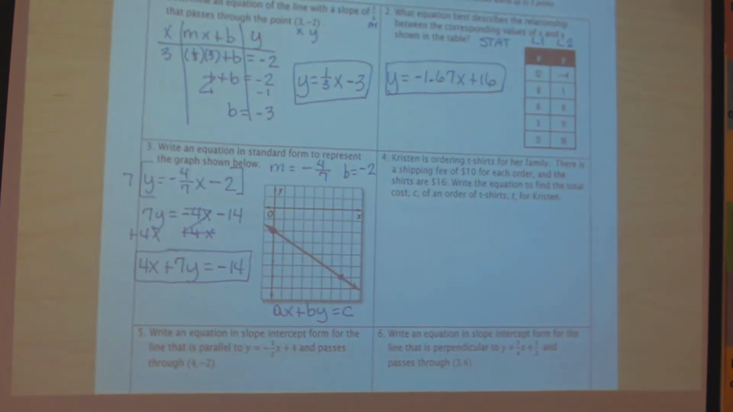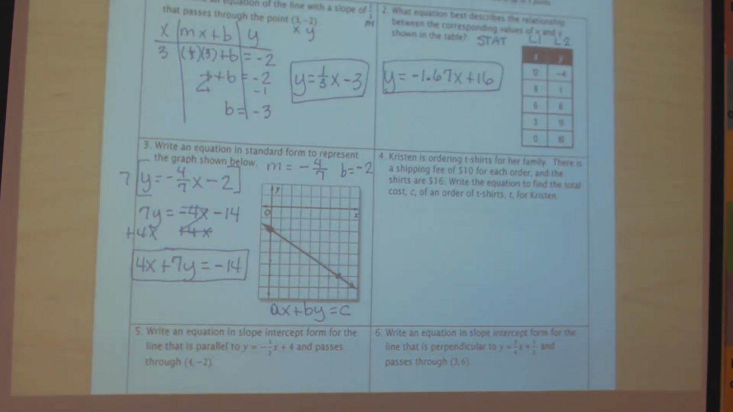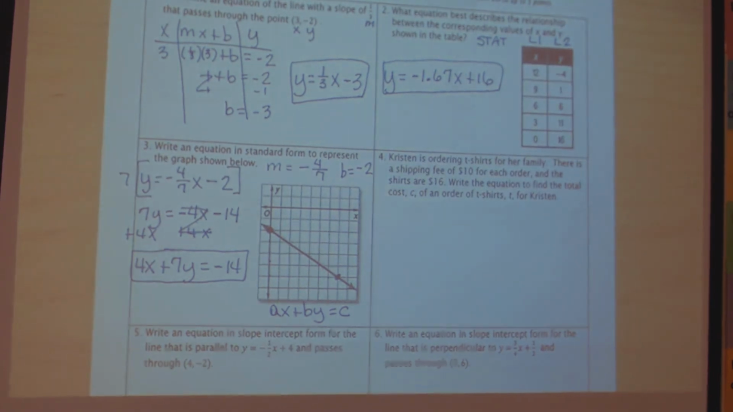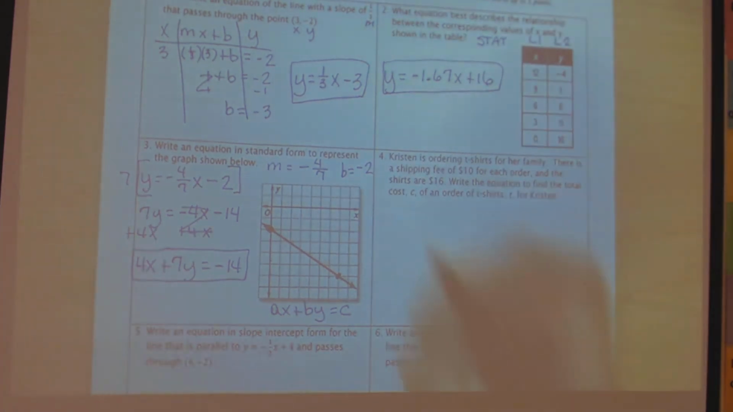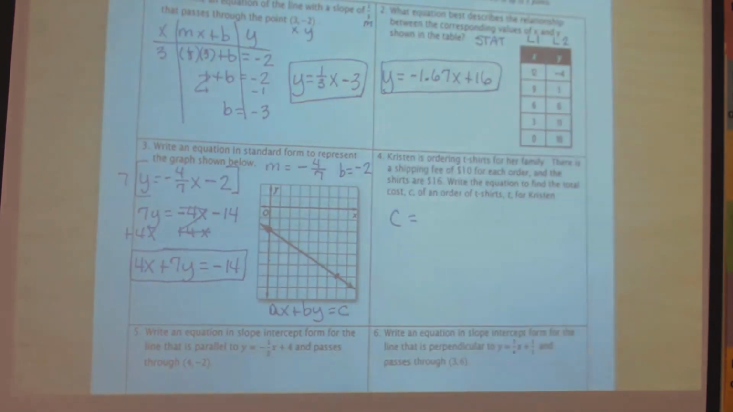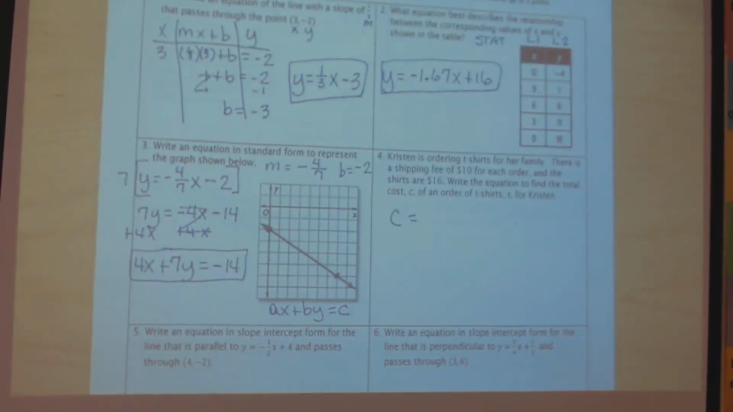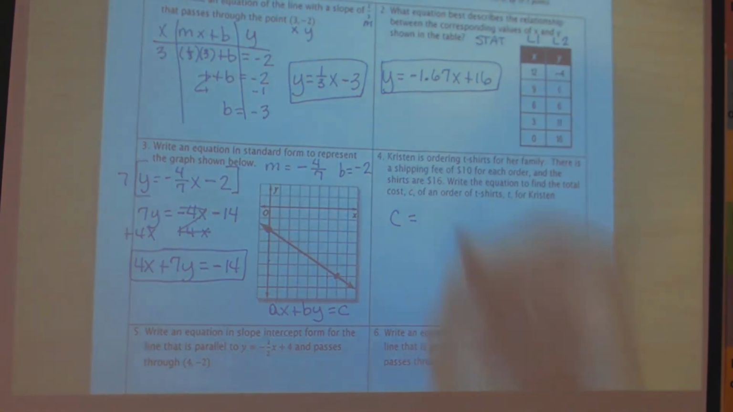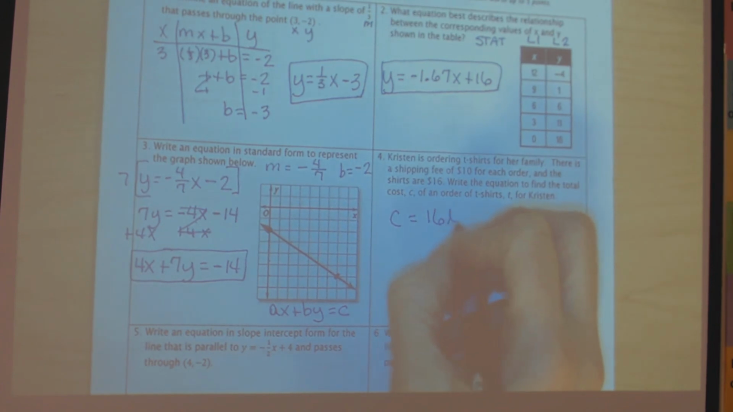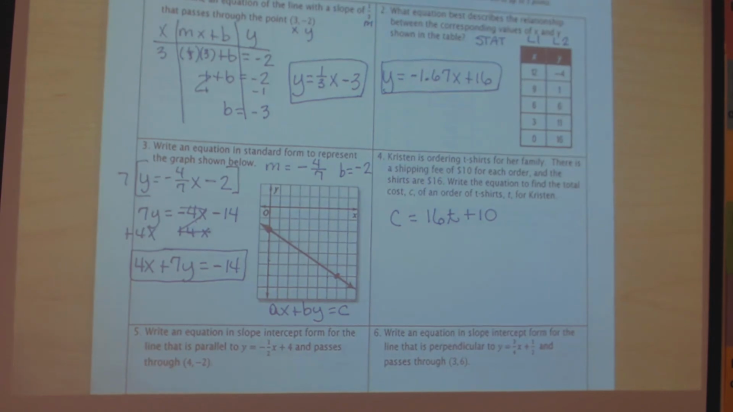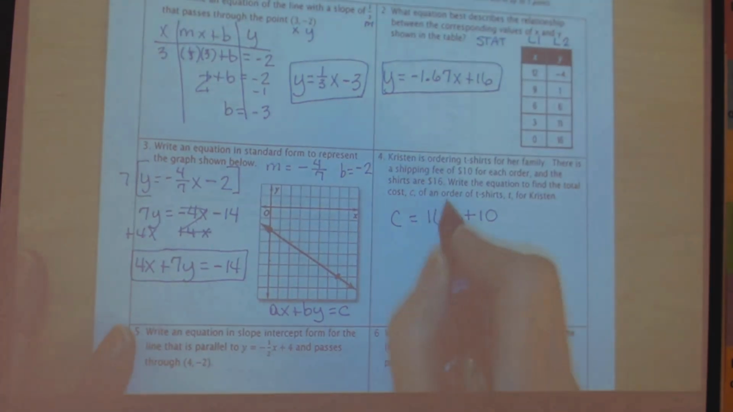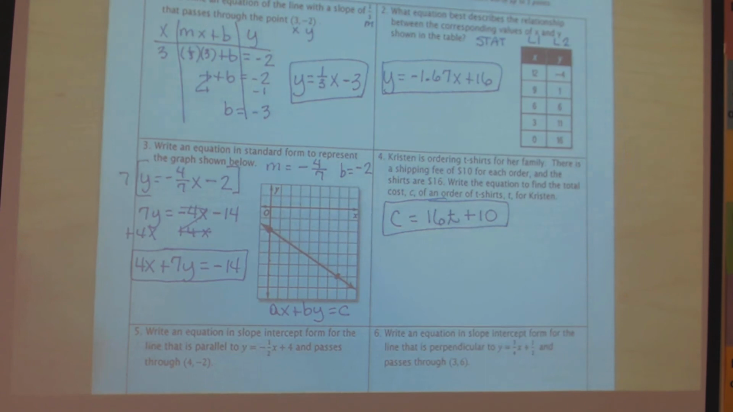Okay, and then in this last one for this video, Kristen is ordering t-shirts for her family. There's a shipping fee of $10 for each order, and the shirts are $16 each. Write the equation to find the total cost. I'm looking for total cost. So I'm going to have an equation that says C equals. And they want to know for an order of t-shirts, and we're using T for the t-shirts. Well, each t-shirt is $16, and every time I place an order, I have to pay $10. Well, I'm only going to place one order, so I'm only going to add that 10 one time.